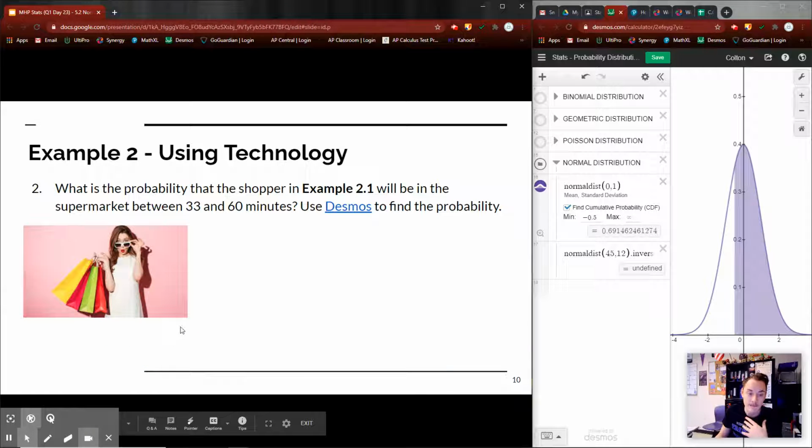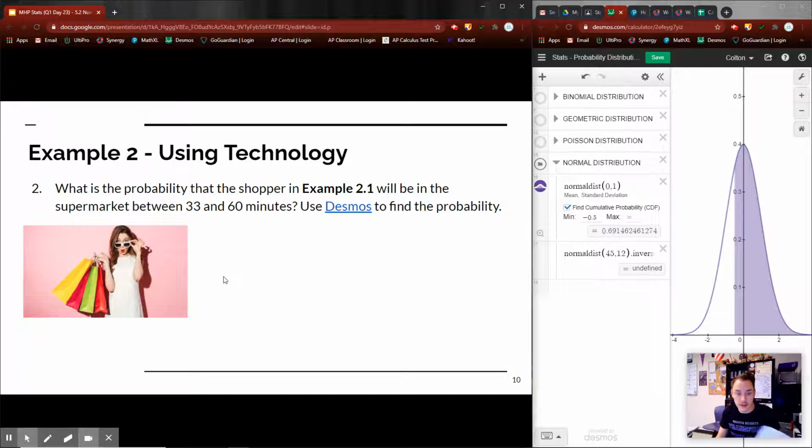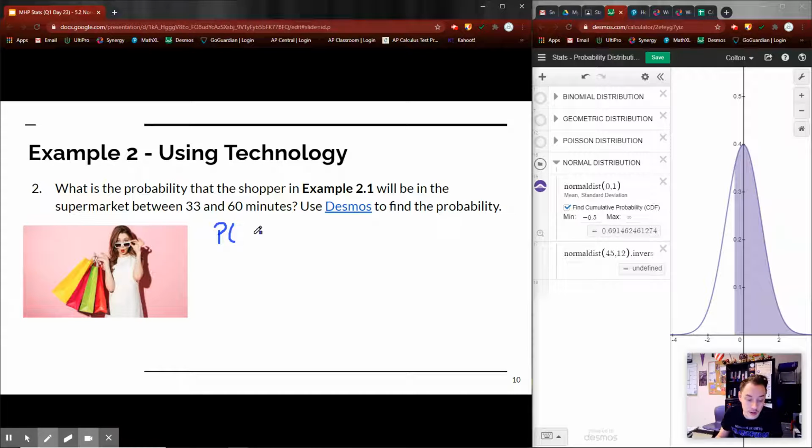Let's continue on. What is the probability that the shopper in example 2.1, what we just did, will be in the supermarket between 33 and 60 minutes? So now I'm not going to use a z-score. I'm just going to show you how to use what it's given to us. So the probability between 33 and 60 minutes.